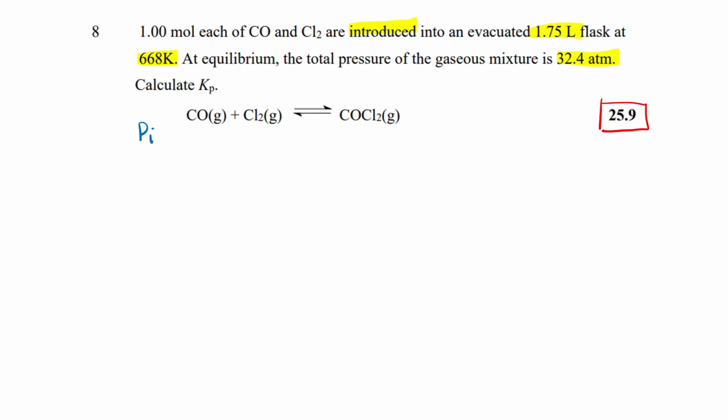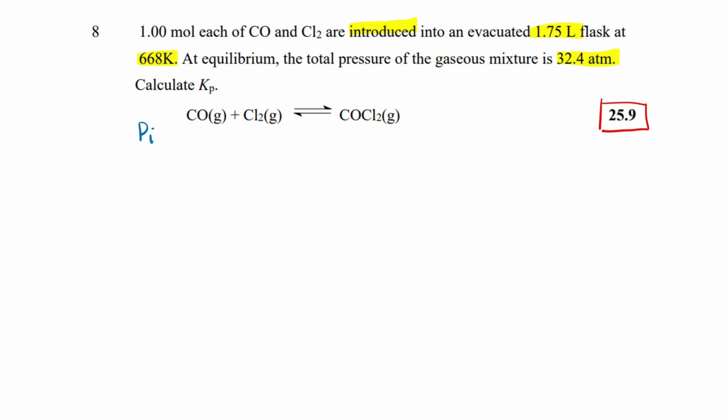Okay, right, so you are given 1 mole each of carbon monoxide CO and Cl2, which is introduced into an evacuated 1.75 liter flask at 668 Kelvin. At equilibrium, the total pressure of the gaseous mixture is 32.4 atm. Calculate Kp. The final answer given is 25.9. So here we need to calculate the initial partial pressure for each gas, CO and also Cl2, because initially you are only given the number of moles, volume and temperature.